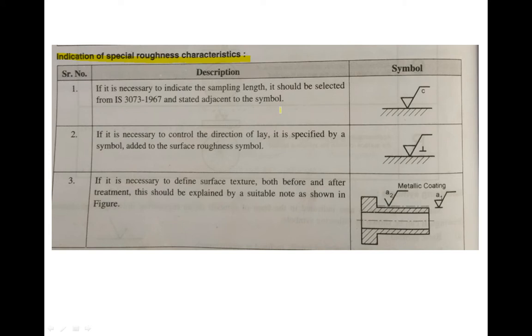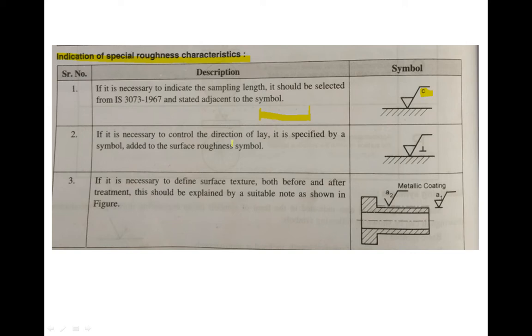Previously, I have told you what the sampling length is. This is the length which is taken for measuring the surface roughness. This surface roughness should be selected from IS 3073-1967 and stated adjacent to the symbol. This sampling length is stated below this horizontal line. So this C is the sampling length.